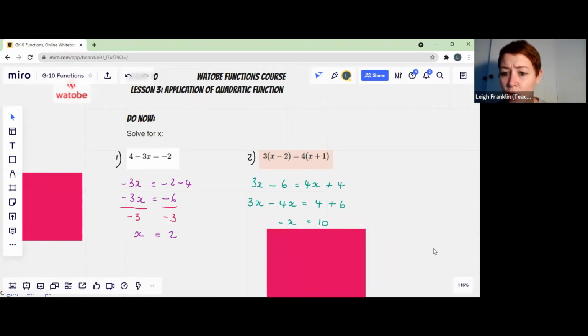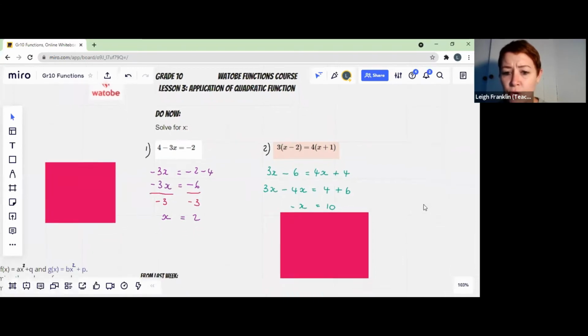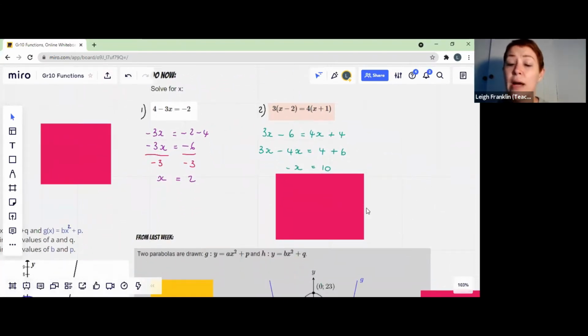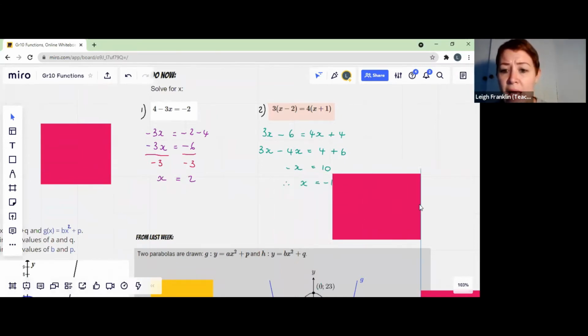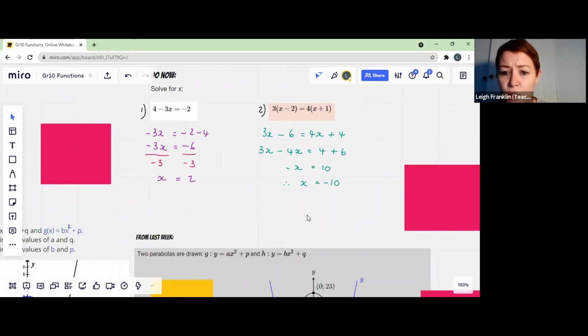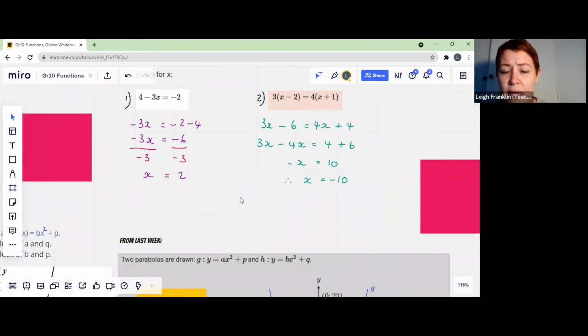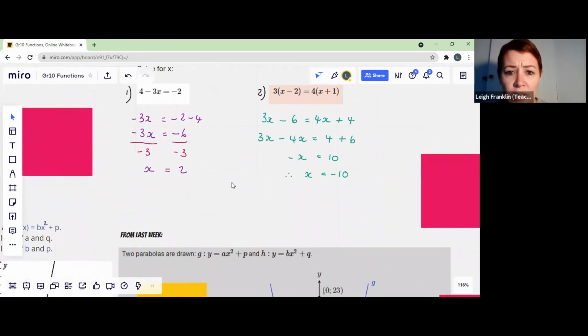We're not allowed to leave our answer like that. We have to write our variables with a positive 1 in front. So we're going to divide both sides by negative 1. And then that means that x would be equal to negative 10. Does that make sense to everybody? Are there any questions?